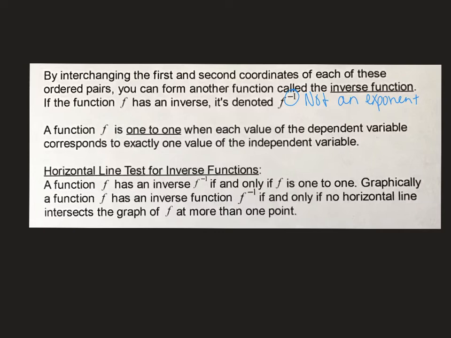Graphically, a function f has an inverse function if and only if no horizontal line intersects the graph of f at more than one point. So 1-to-1 is kind of the opposite of a regular function test. In 1-to-1, our x's can repeat, but our y's cannot repeat. So it's kind of the reverse of that. When we have the same y value, it is not going to be 1-to-1.